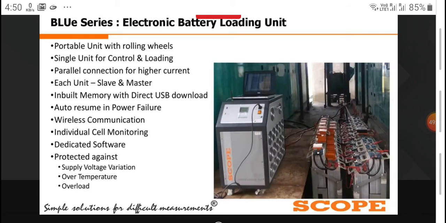Our main unit, that is the Blue unit, is also protected against supply voltage variation and over temperature, and for overload protection, we have fuses. So these are the protections we have in the Blue.